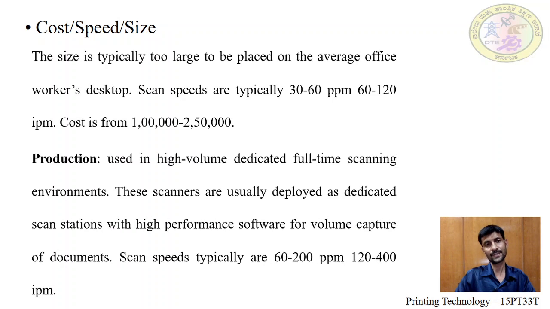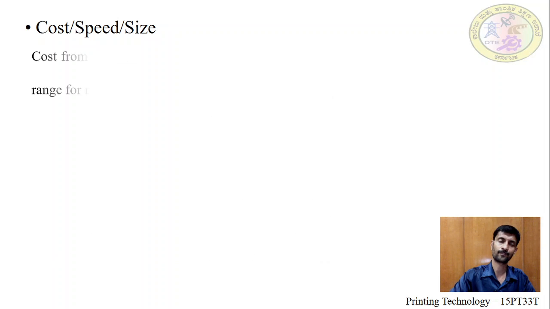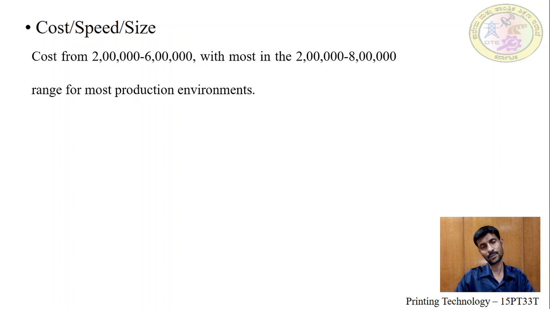Production: used in a high-volume dedicated full-time scanning environment, these scanners are usually set up as a dedicated scan station with high-performance software for volume capture. Scan speeds are typically 60 to 200 ppm or 120 to 400 IPM. The cost for 200 to 300 ppm is 2 lakhs to 6 lakhs, with most of the critical ones at 350 or more. The 2 lakhs to 8 lakhs range covers most production environments.